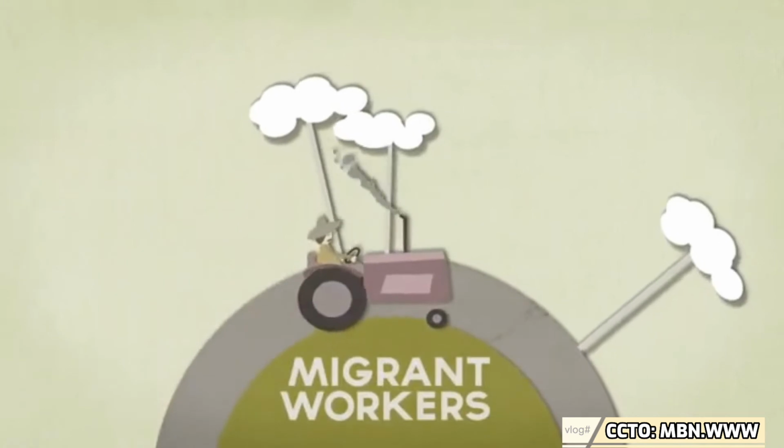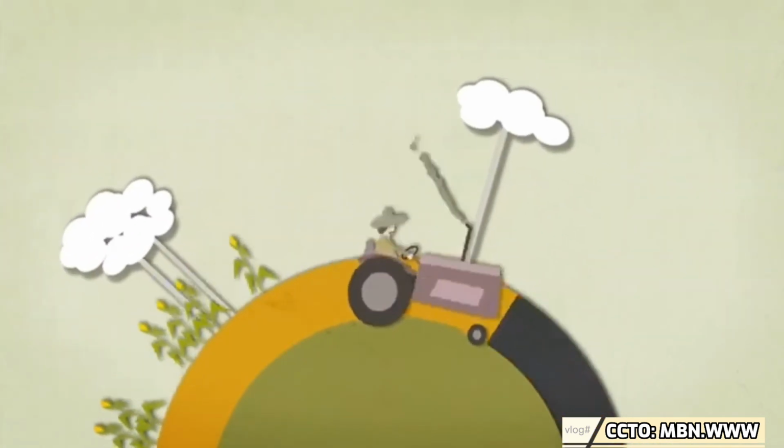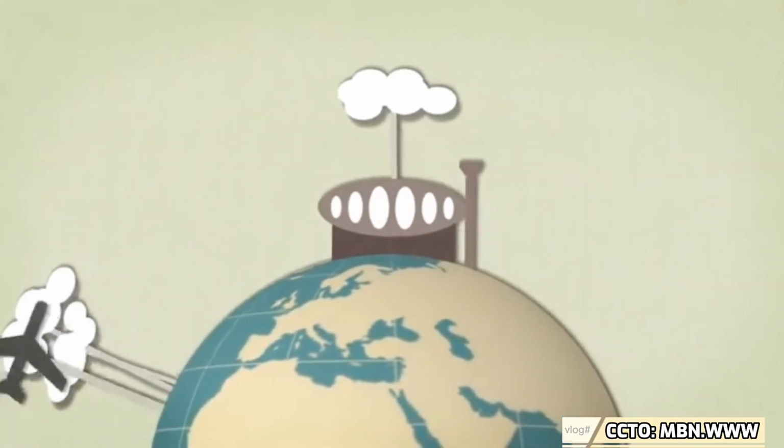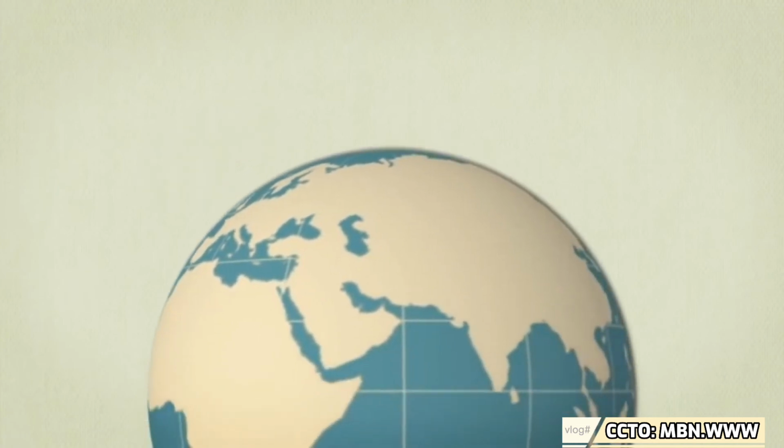Migrant workers are often seasonal. They go to find temporary jobs in agriculture or industry. All this means that people with different languages, cultures, and race are now mixed up in different parts of the world.